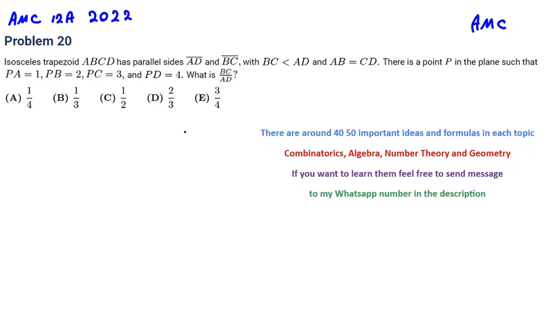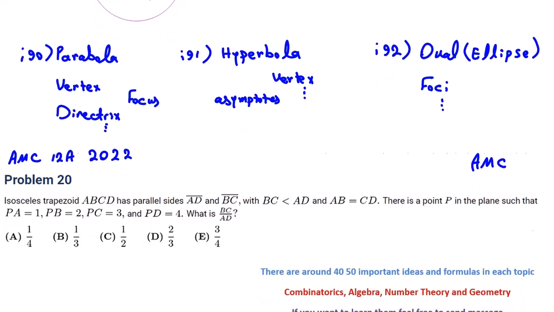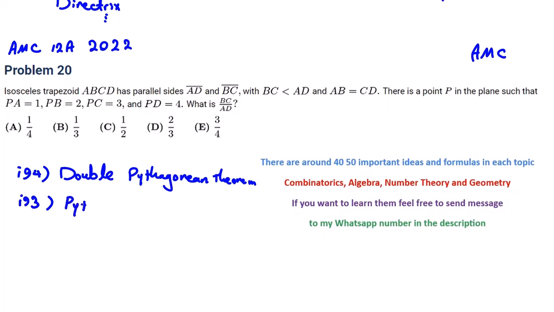For solving this problem, let me tell you ratio lemma. Not ratio lemma, I call it double Pythagorean theorem. So idea 93, double Pythagorean theorem. We can call, for example, one idea Pythagorean theorem, that is useful. Let's call it idea 94. Idea 93, Pythagorean theorem.